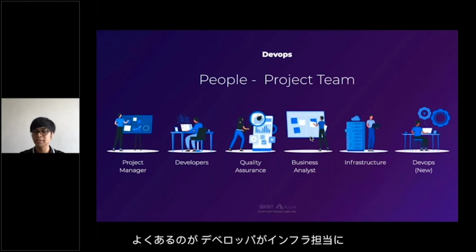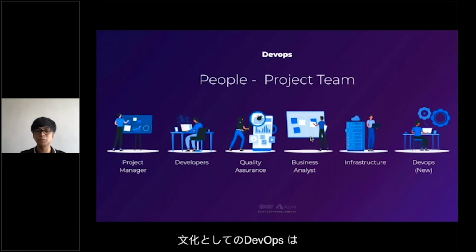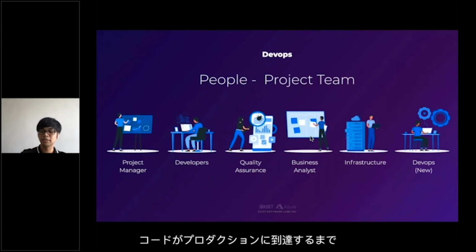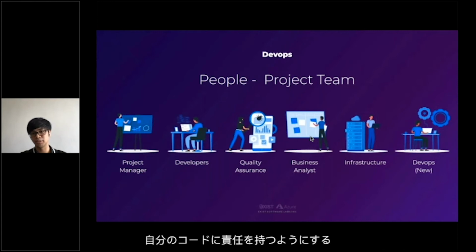The most common thing here is that developers would tell your infrastructure guys, hey, you did something, blah, blah, blah. So it's more on the finger pointing. But DevOps as a culture wants to minimize it, wants to break that barrier in terms of finger pointing, in terms of making sure that our developers are actually responsible for their code from the point that they commit it up to the point that their code reaches production.